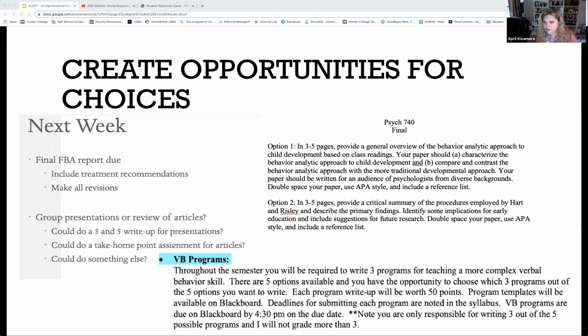So this way they could choose which ones they wanted to complete, and it allowed for a lot of flexibility for the students based on their own schedules. And for the most part, I really didn't have to grade all of them at one time. So that was also kind of nice for me.